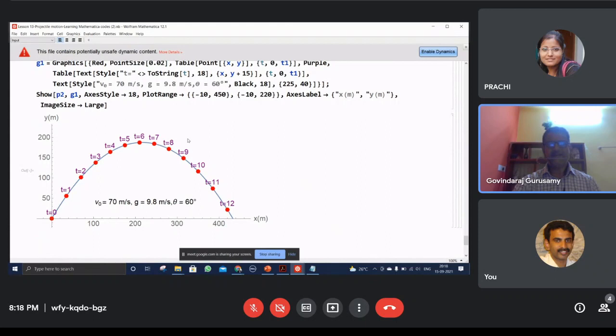The problem which I have given now for the value-added courses can also be done like this. There you have projected the basketball, and then you can trace it at different times. This is y of m, this is x of m. That's the same graph which I have shown.